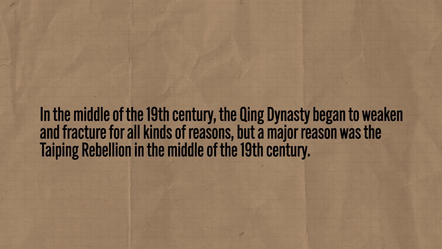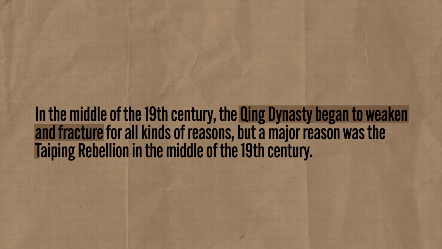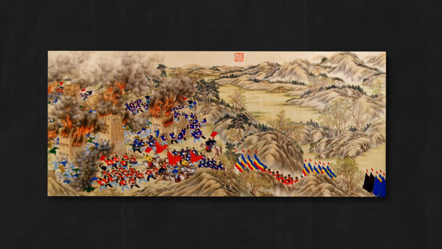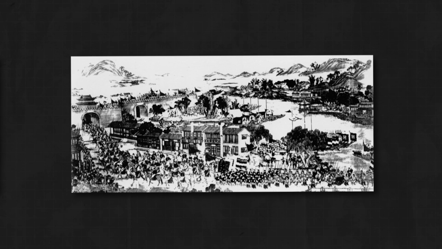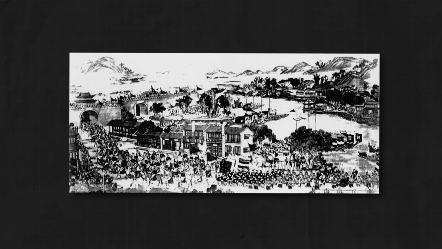In the middle of the 19th century, the Qing dynasty began to weaken and fracture for all kinds of reasons, but a major reason was the Taiping Rebellion. It was a religious movement among ethnic Hans that sought to get rid of the foreign Manchu rulers of the Qing dynasty. And long story short, it was pretty dang successful for about 15 years. But ultimately, the Qing military crushed the rebellion, but not without spending metric buttloads of money and causing the deaths of something like 20 to 30 million people.